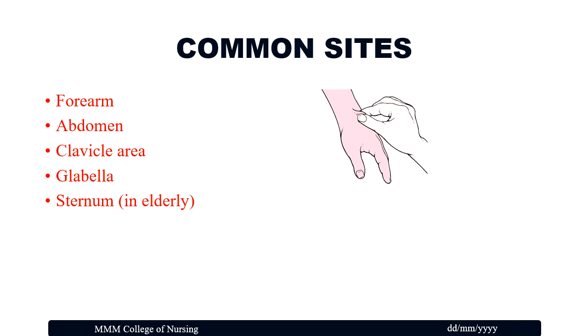What are the common sites? In adults, we usually check the skin turgor on the forearm or below the clavicle. In elderly patients, skin elasticity reduces naturally, so we check over the sternum. So in adults, we usually check skin turgor on the forearm or below the clavicle, as I told you, and also the glabella and sternum in elderly patients.